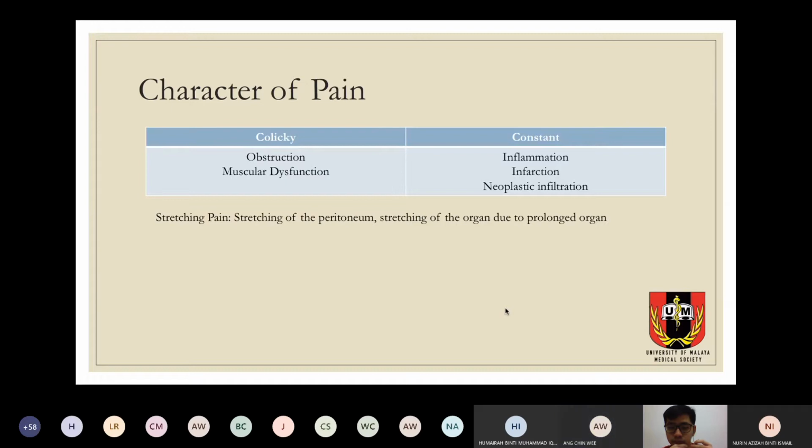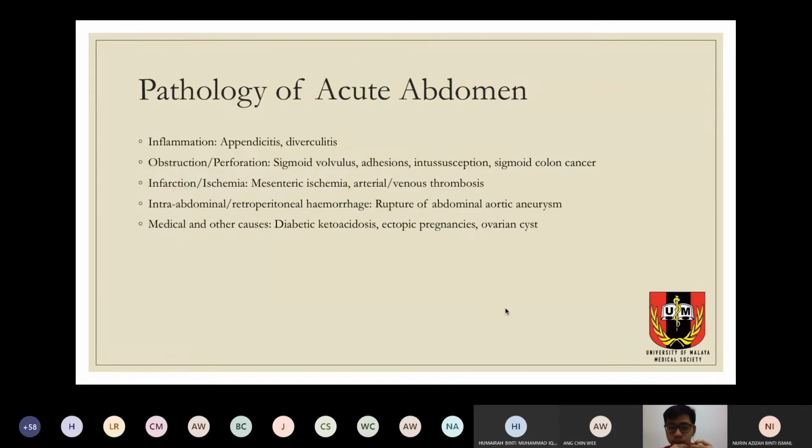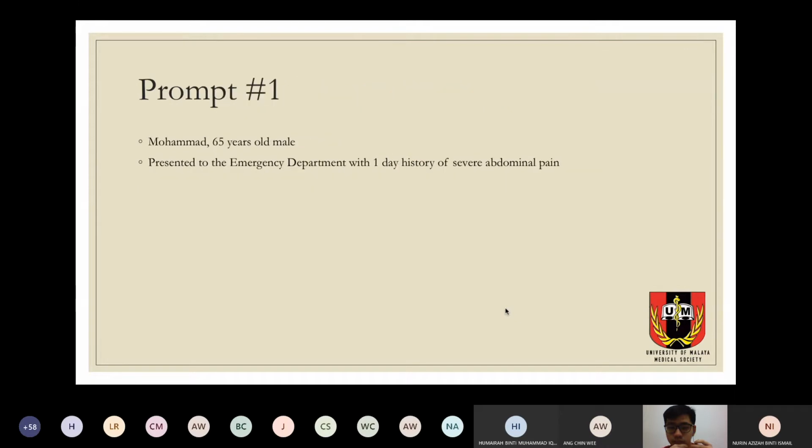Okay, so I think that's all for the warm-up. So I think we can go to our first case. Oh, this one I think we can just skip this one. Okay, so the first problem.